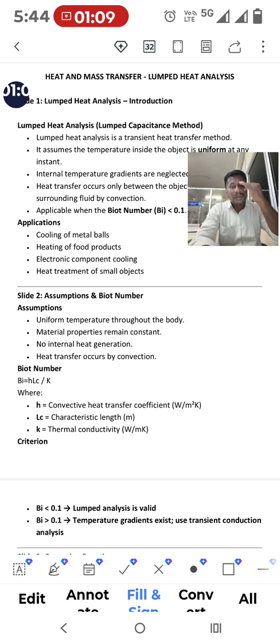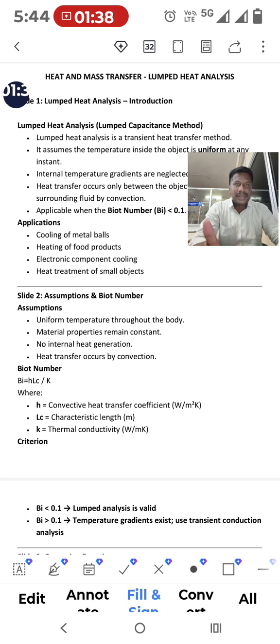Before going to lumped analysis, a dimensionless number called the Biot number is very important. The Biot number decides what type of analysis takes place in the heat transfer system. The Biot number is the ratio between the internal heat resistance and the surface convection resistance.